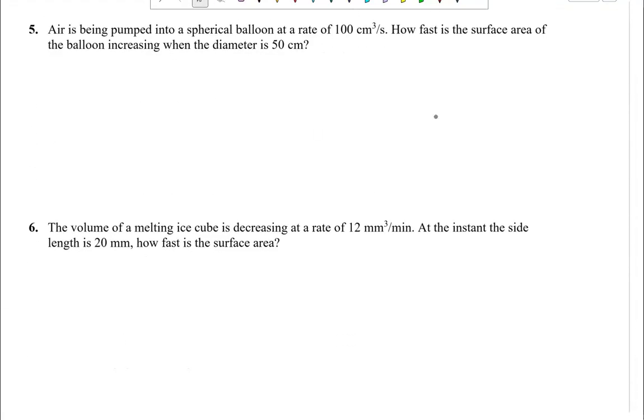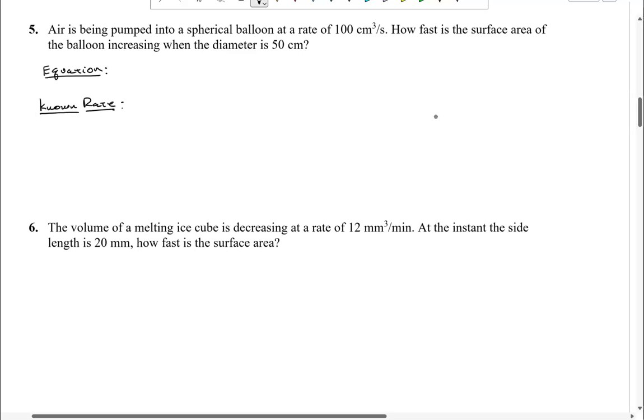Number 5, air is being pumped into a spherical balloon at a rate of 100 cubic centimeters per second. How fast is the surface area of the balloon increasing when the diameter is 50 centimeters? So again, we're going to find our equation, our known rate, and our unknown rate. The given rate is 100 cubic centimeters per second. That's the rate at which the air is being pumped into the spherical balloon. So that's going to be a rate of change in volume with respect to time.